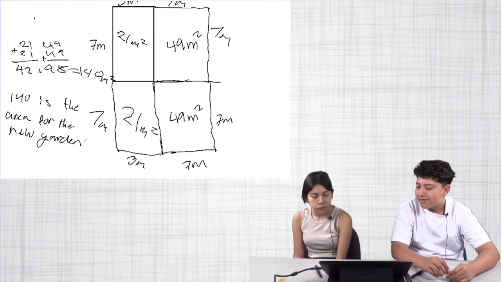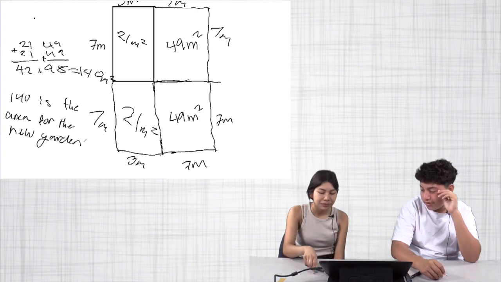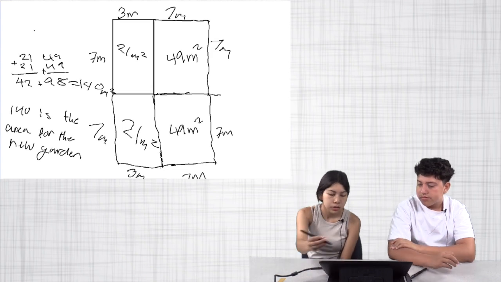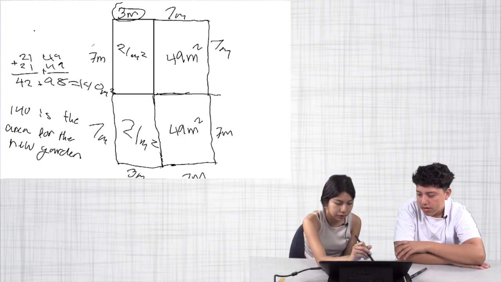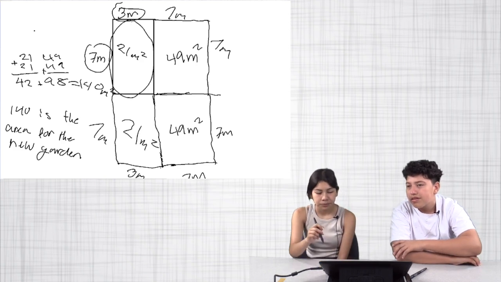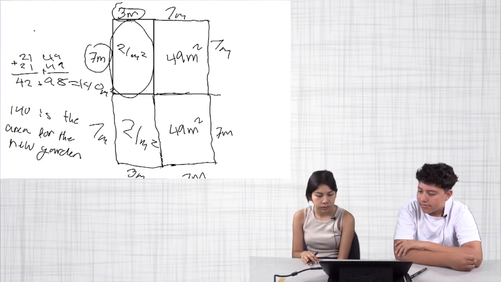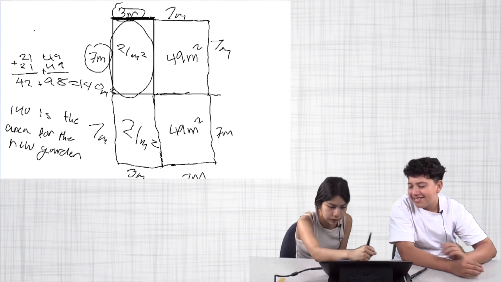You ready to tell me about what you did? Emily, let's start with you. First we labeled the original garden. Where is the original? That's the 3 and the 7. Oh, so that's the original garden? And can you show me with your pen where the 3 meters is? Is it a length or width? It's the length right there, the whole way across. Okay.